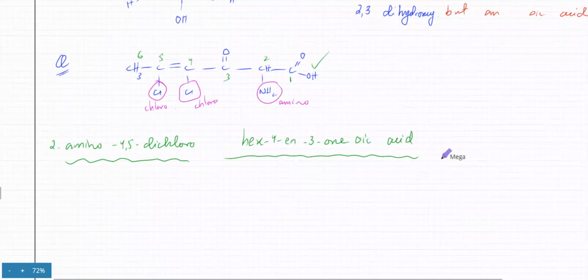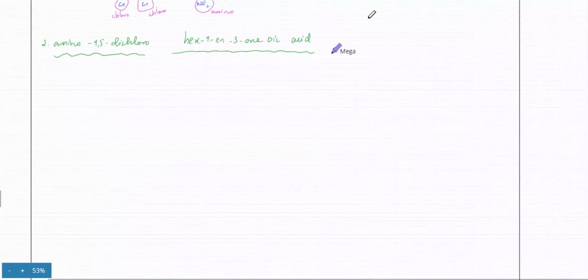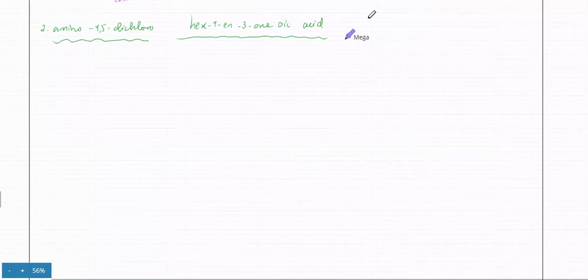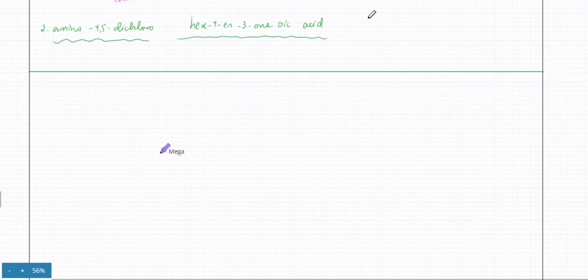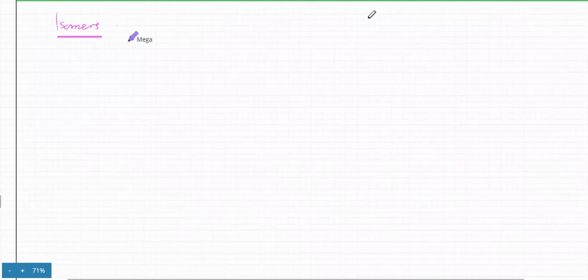So now we're going to move to the next thing, which is isomers. We're going to start talking about isomers, and in between we're going to keep on revising this skeletal thing and this naming thing. So isomers. First thing is the definition of what an isomer is. Isomers have the same molecular formula.